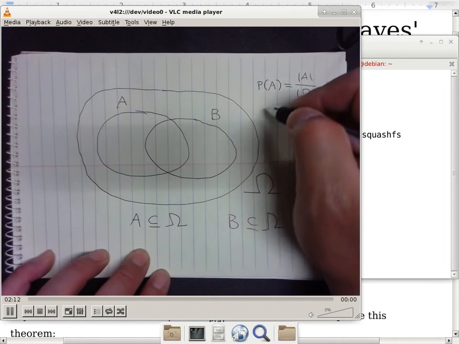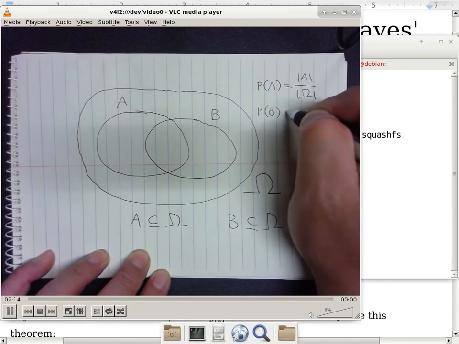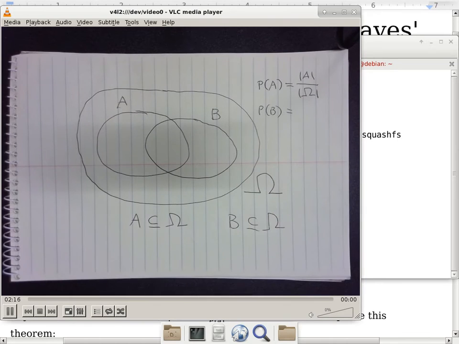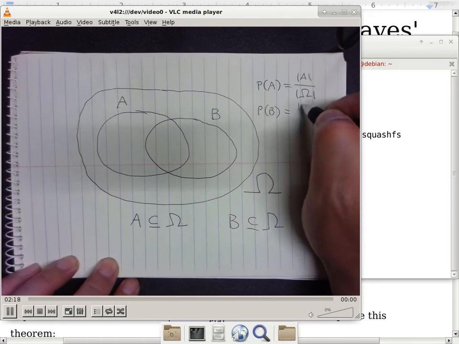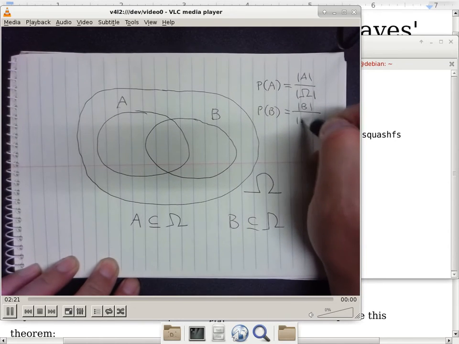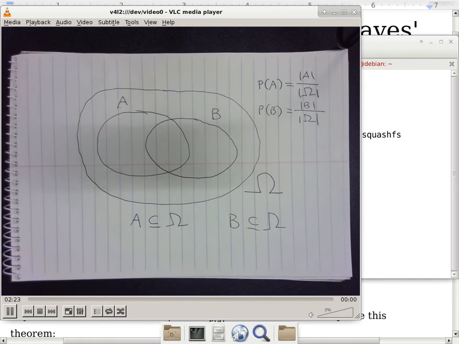And then P(B) is the same thing. The probability of something landing in the subset B is the cardinality of B divided by the cardinality of omega. So it's not really surprising. These two are really kind of symmetric. They're kind of the same thing.